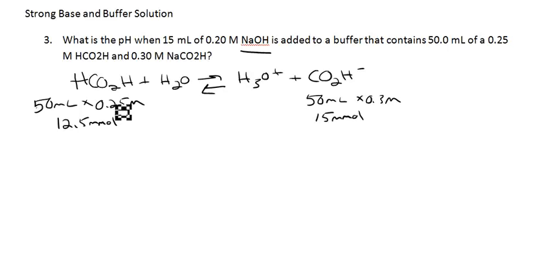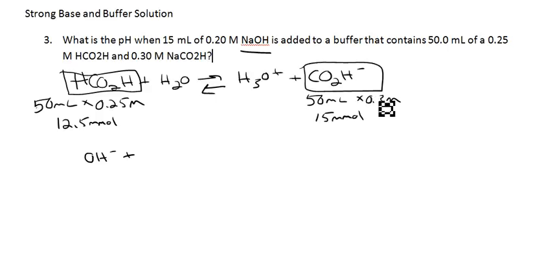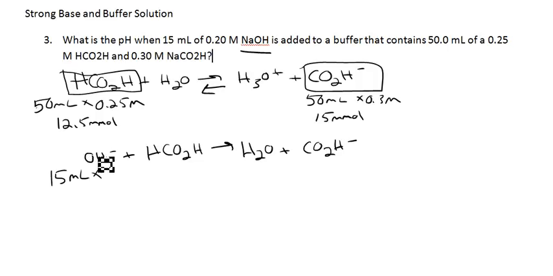And then it says we're adding the strong base. So we'll show the OH ions from the strong base being added, and it neutralizes either this, which is a weak acid, or this, which is a conjugate base ion. Because if we're adding a strong base, it's going to neutralize the acid. So we're going to show adding it to the acid molecule and then reacting completely to make water and the CO2H minus ion.